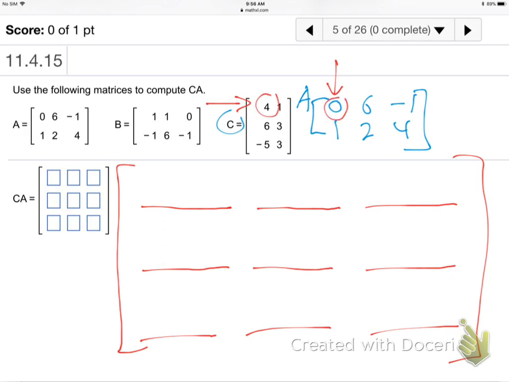Want me to do the first one with you? 4 times 0 plus, and then everybody jumps. How do they jump? The left hand always goes across, the right hand always goes down: 1 times 1. So that's 1. Everybody see what I did there? And now jump to the right one. And we'll jump to the right one. And do it again.